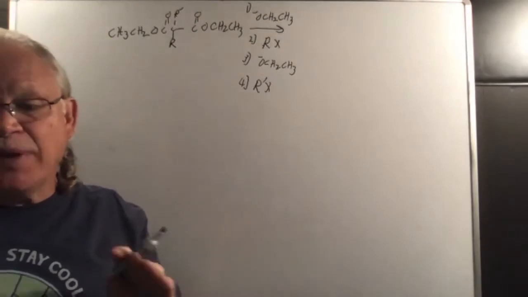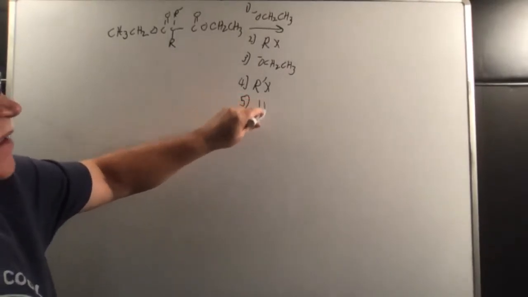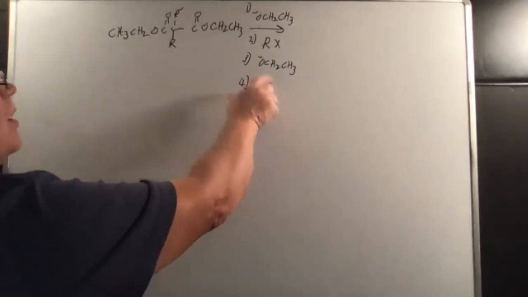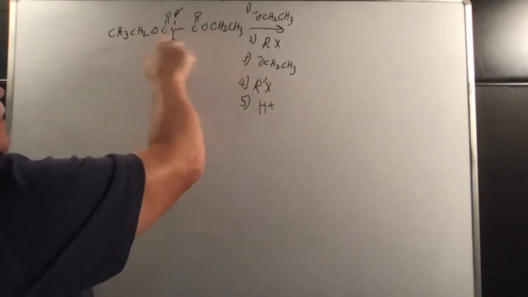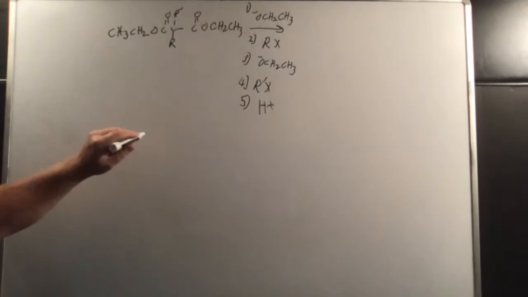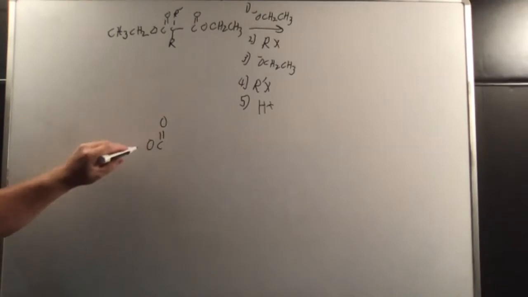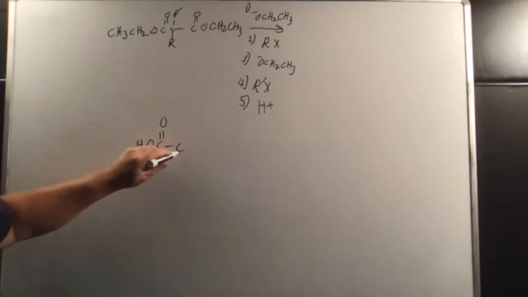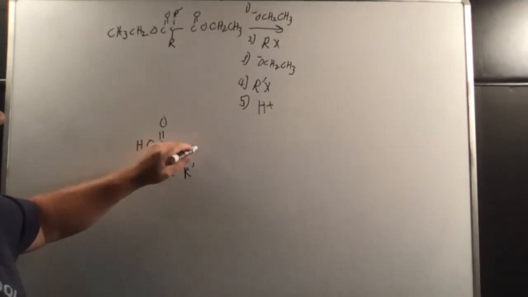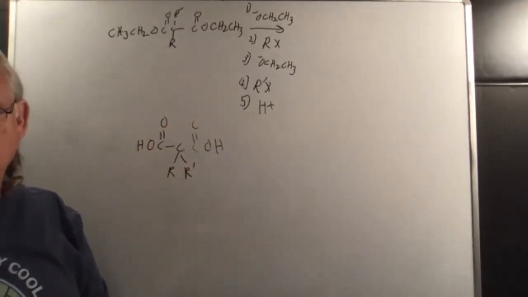But the next step is, if we then take this and acidify it, a reaction that we learned in chapter 21, if you take an ester and acidify it, it turns the ester into the carboxylic acid. Now I'm going to rewrite that. And I'm going to put my R groups down here off to the side. So we turned both esters into carboxylic acids.